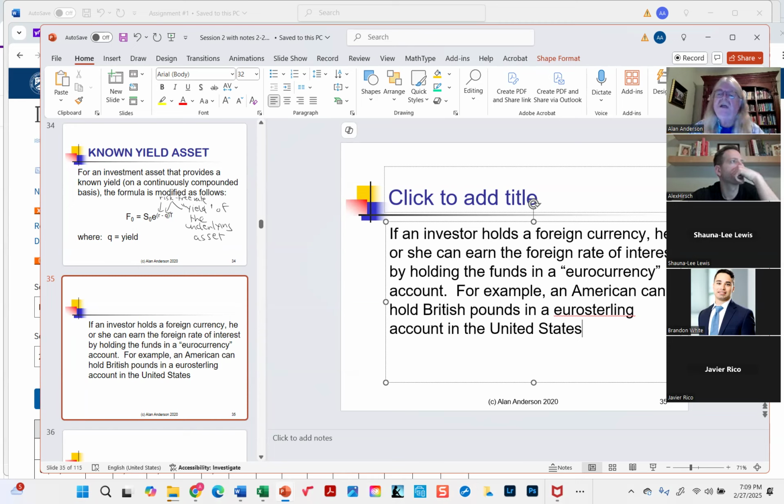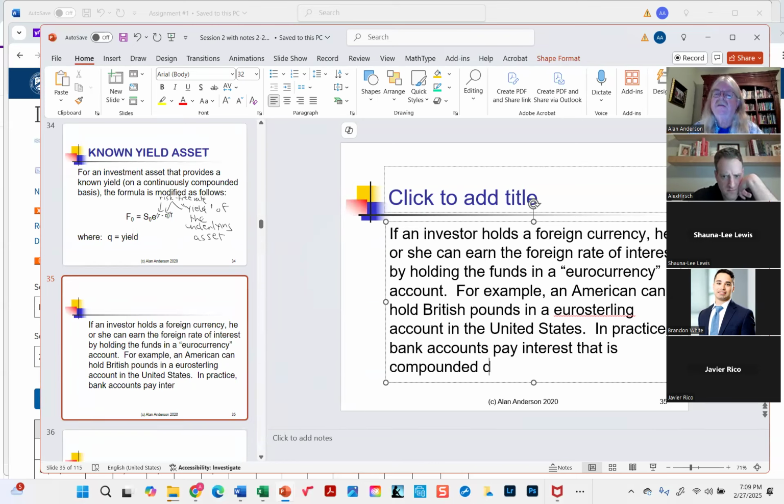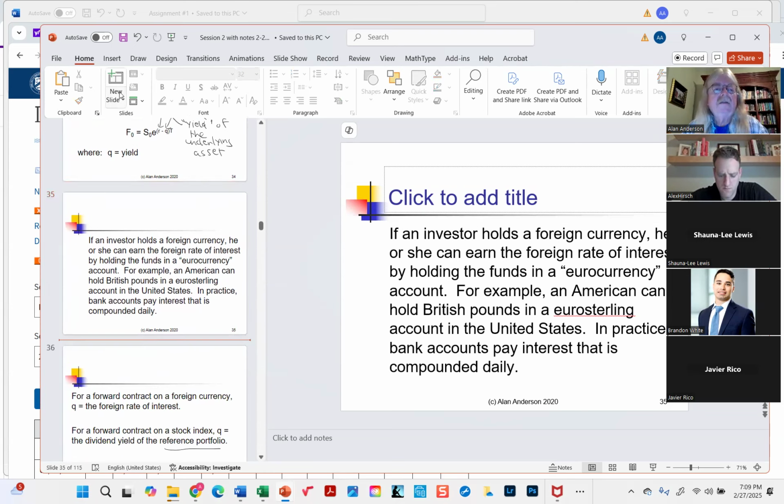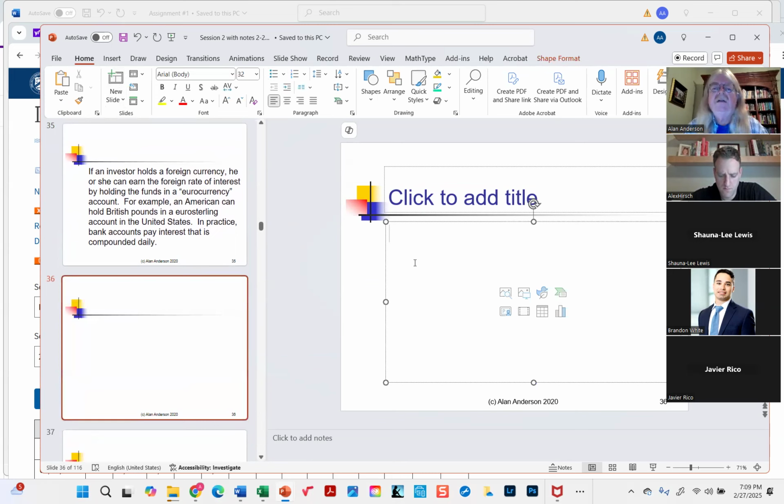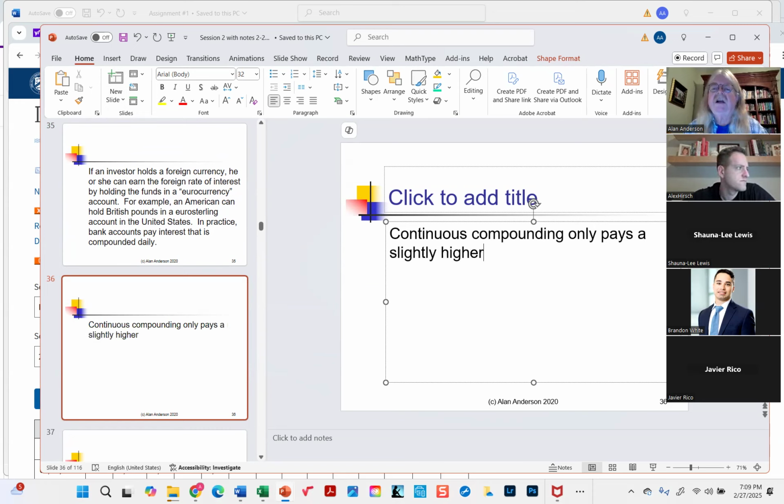In practice, bank accounts, including euro currency accounts, pay interest that is compounded daily. So what does this have to do with anything? Continuous compounding only provides a slightly higher return.